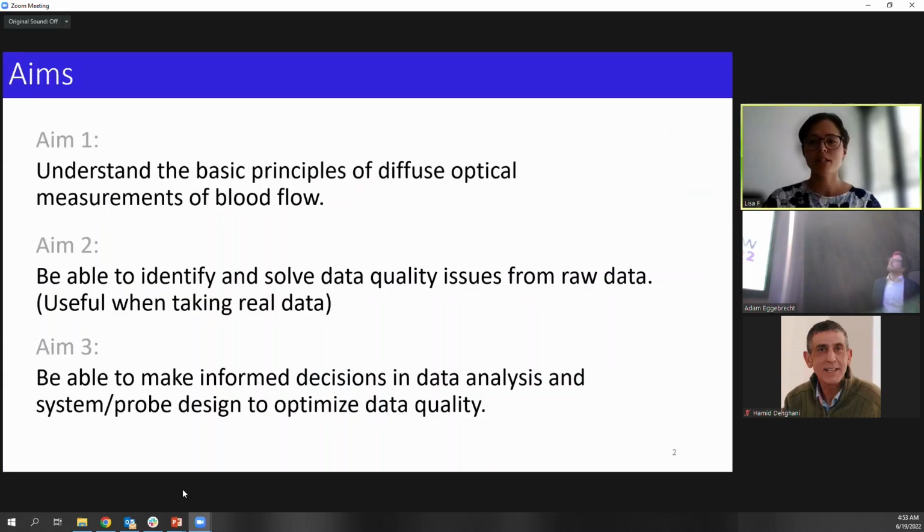So the three main aims of this talk are firstly to understand the basic principles of diffuse optical measurements of blood flow. Secondly, to be able to identify and solve data quality issues from raw data. And finally, to be able to make informed decisions in data analysis to optimize data quality.